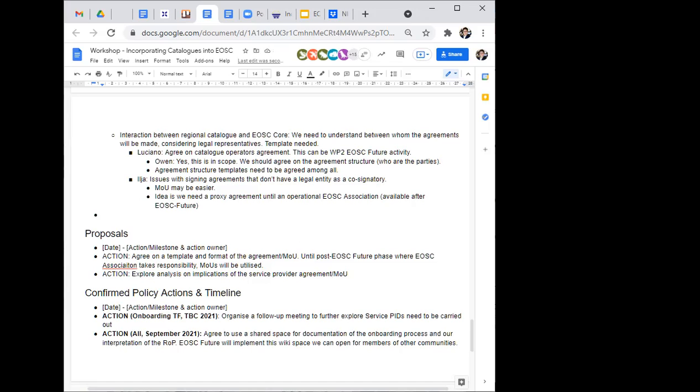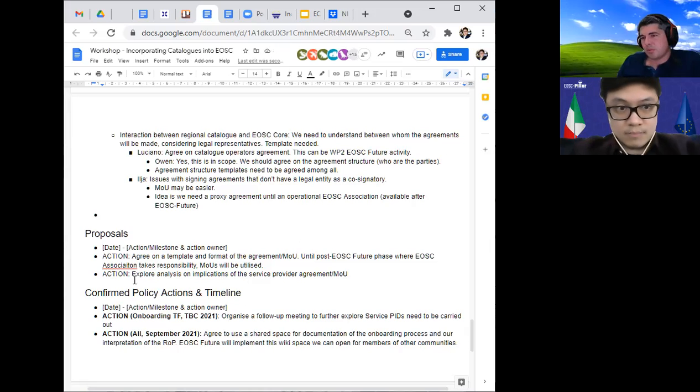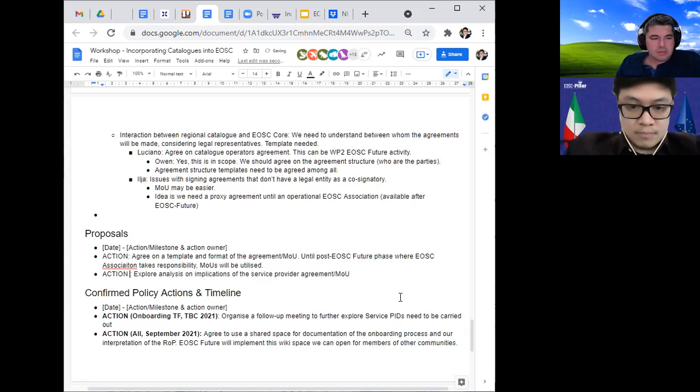I don't think it blocks any of the technical integration. It potentially blocks some of the sustainability models that could be tested out. But other than that, I think it's just to have a roadmap.